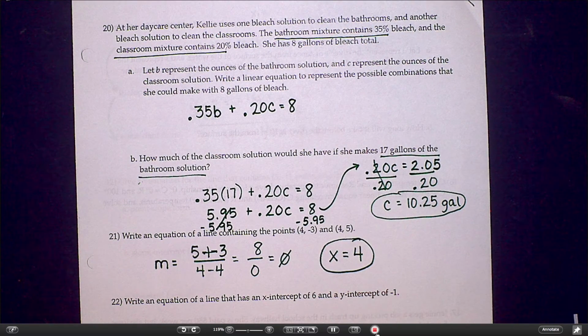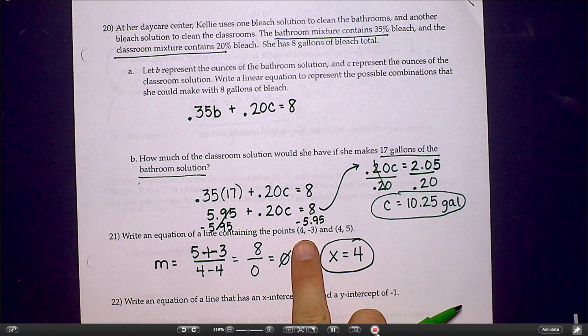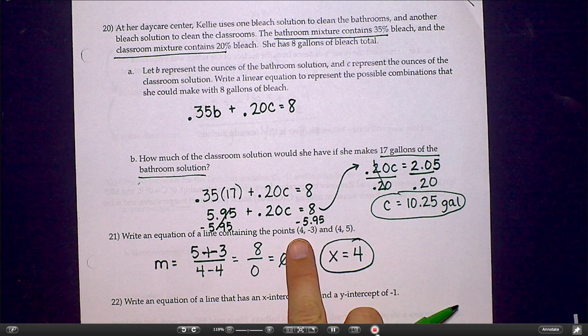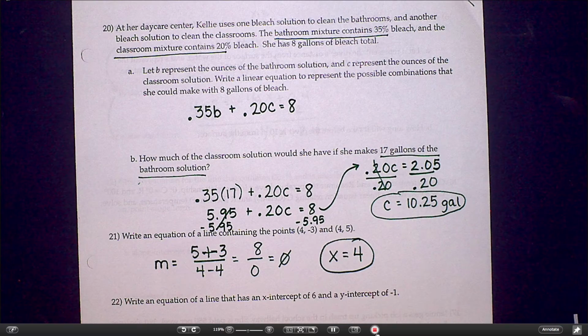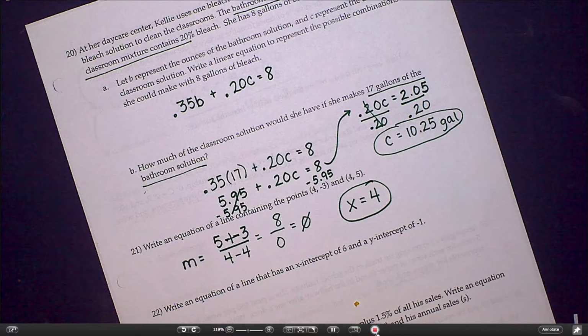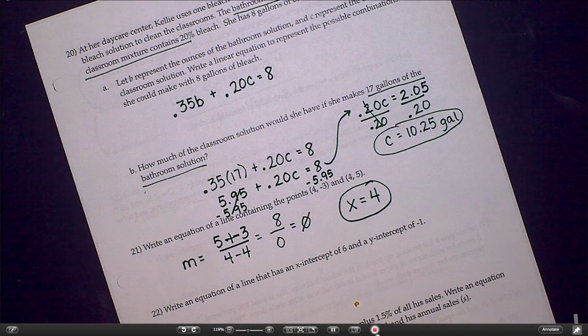Now, what I was saying earlier is some of you may have noticed right away when you saw these two coordinates that the x coordinate was the same in both of them. As soon as you notice that, you can jump straight to writing an equation. And you can just say, all right, I know x would equal 4. If your y coordinates are the same, let's say both of your y coordinates were 5, you could say that your equation was y equals 5.